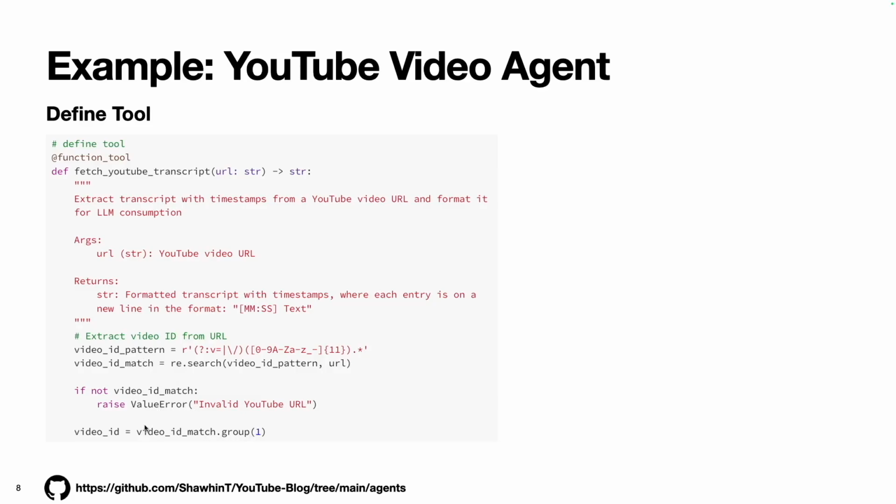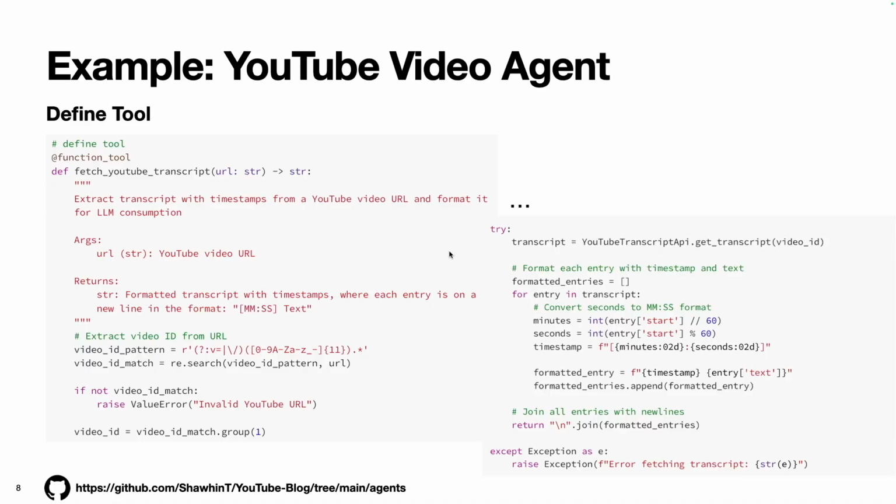Then we can just extract the video ID like this, and then once we have the video ID, we can extract the transcript using this YouTube transcript API. It has this get transcript method, which is passed the video ID, and then what we're going to do is extract the text from the transcript. And so this transcript object is going to be a list of dictionaries.